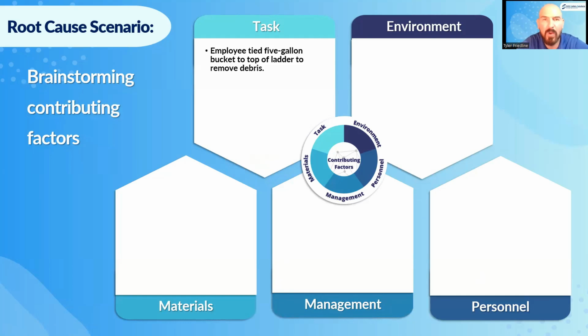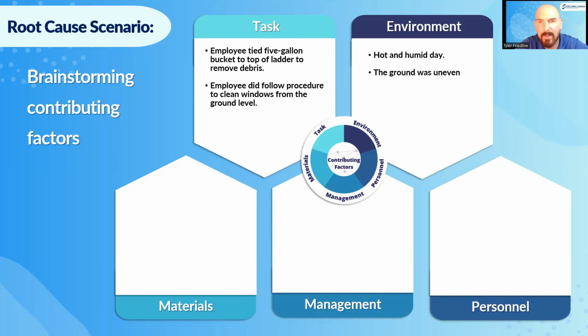So as far as the task, hopefully you have the fact that the employee tied a 5-gallon bucket to the top of the ladder to remove debris. That absolutely contributed. How about the fact that the employee didn't follow the cleaning windows procedure, right? He was supposed to clean them from ground level, but we're going to dig into why he didn't do it the proper way. Was he aware? Things like that. On the environment, did you catch that Jeff said it was a hot and humid day? I think he said something like 85 degrees on that day. You might have also caught that the ground was uneven. So we're going to dig into that as well.